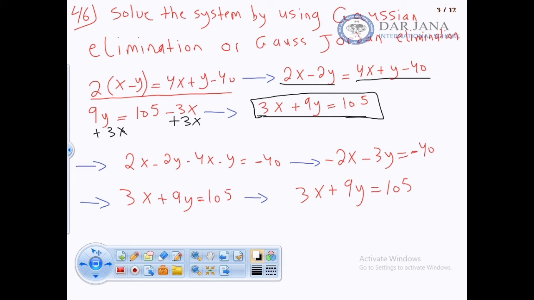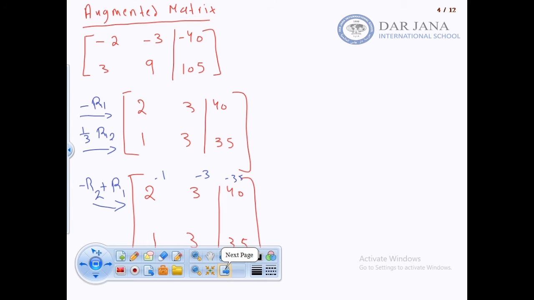So simply subtract 4x and subtract y from both sides. So I will have 2x minus 2y minus 4x minus y equals negative 40. Do the calculation. I will have negative 2x minus 3y equals negative 40. Now both equations are written in standard form. Now I can write their augmented matrix. The augmented matrix is -2, -3, and -40, 3, 9, and 105.